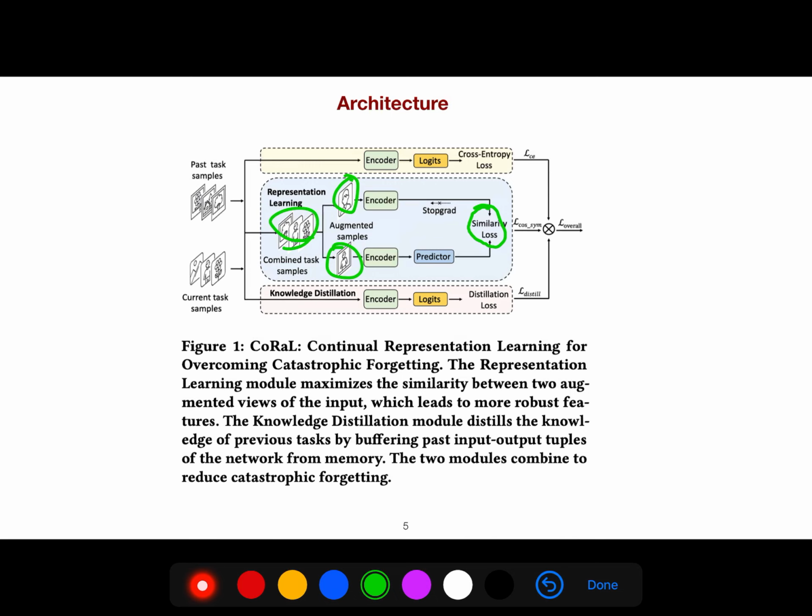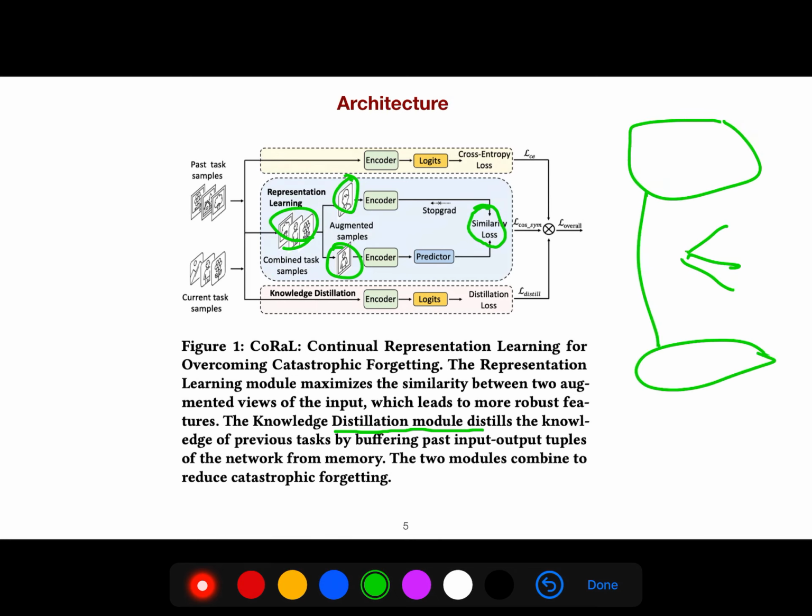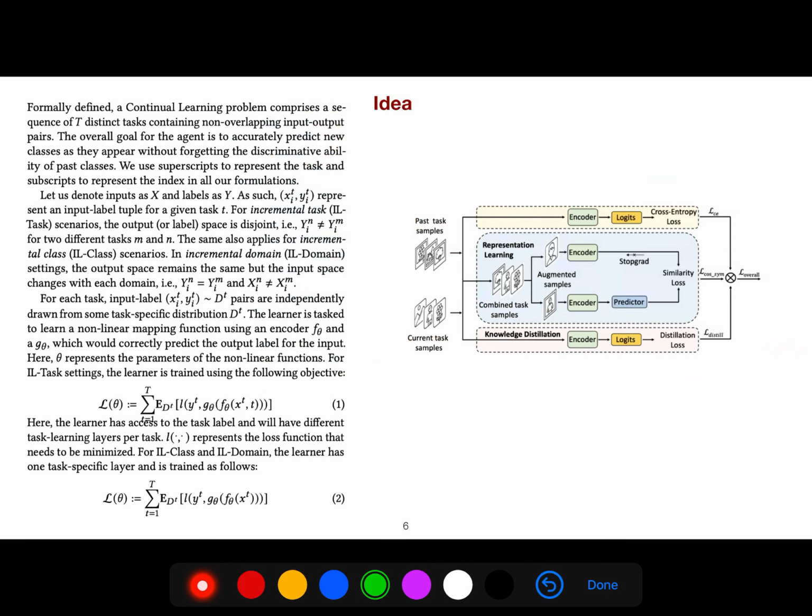But in the context of computer vision, we can easily create multiple views using different techniques, such as rotation. And the knowledge distillation module distills the knowledge, because sometimes the model is so big that we need to distill it in order to have a reduced model with much lower weights. The number of weights is reduced, so it's more practical for embedded systems.